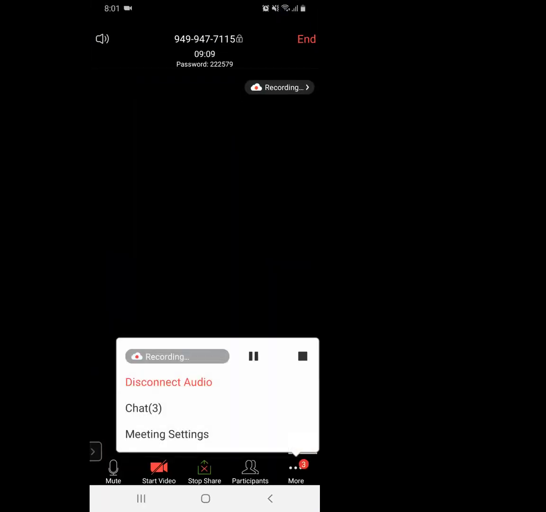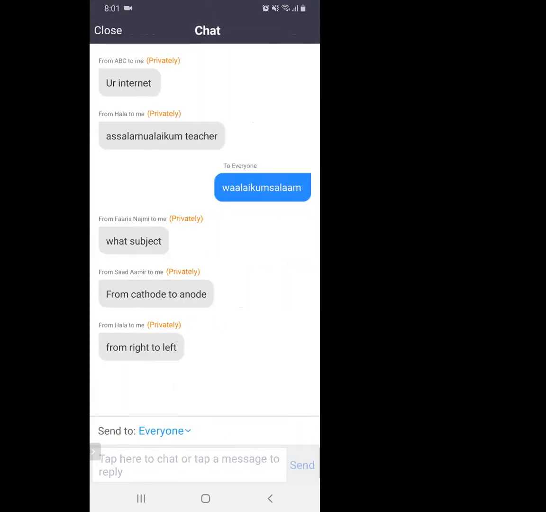So let's see. From cathode to anode, from right to left, from anode to cathode. No, this is not how you will answer. No, no, no. You will tell me in terms of the terminals of the battery.